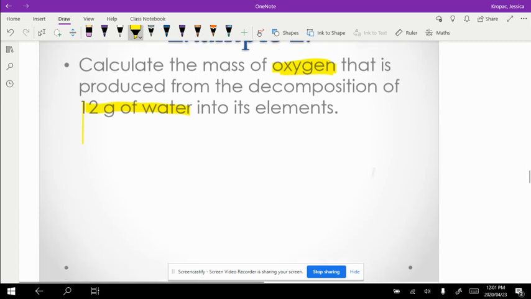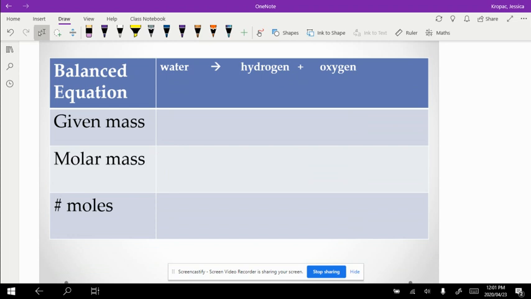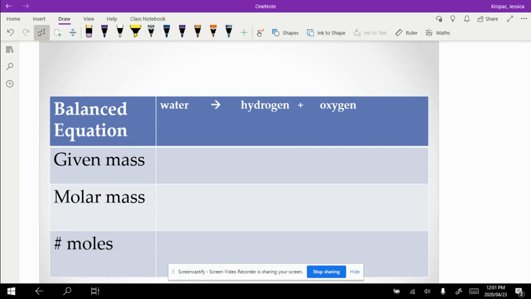All right, so let's take this one slide at a time. The first thing that we need to do is write our balanced chemical equation. We were told in the question that water is decomposing into its individual elements. Well, we know water is made up of hydrogen and oxygen. I'm going to go right on the white, I think you can see it a little bit better. My chemical formula for water is H2O, and that's being broken into its two elements, H2 and O2.